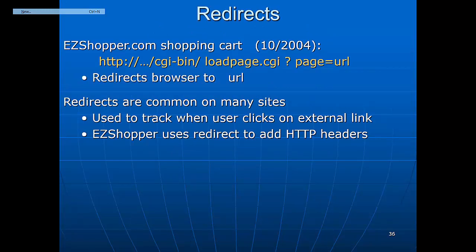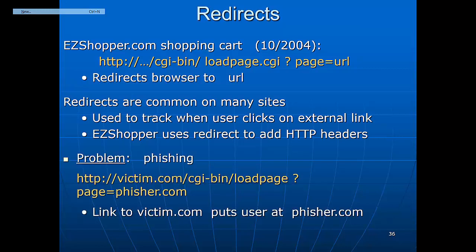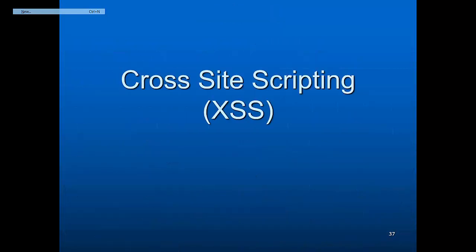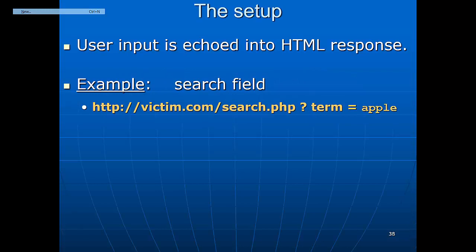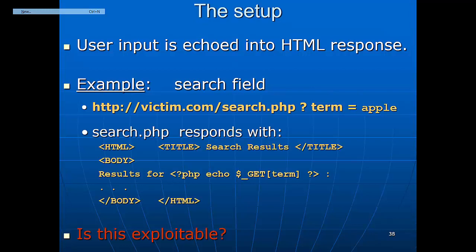Redirecting, trying to redirect the browser to a particular URL can be a way of people doing phishing. Cross-site scripting, the user input is echoed into the HTML response. So here's an example. You might type in this search request, and maybe it responds with this output.